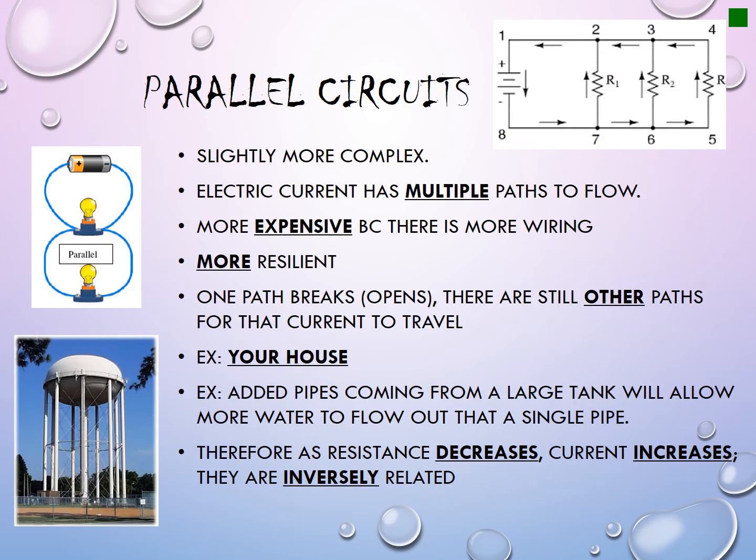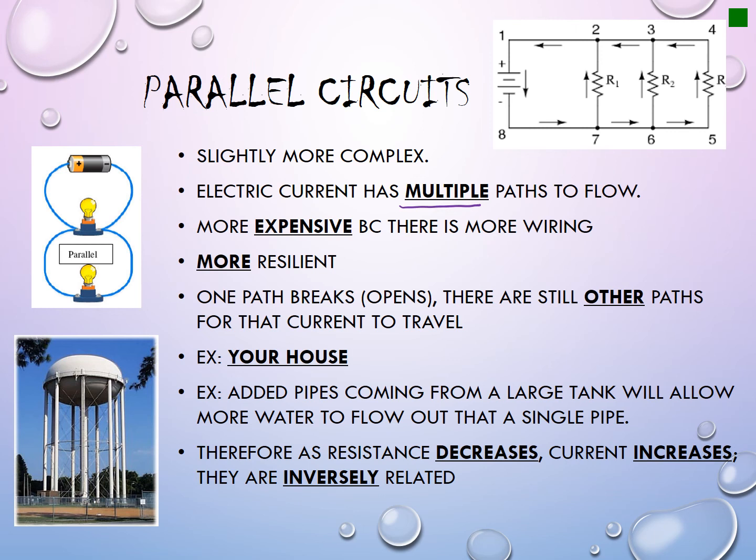Then we have parallel. Parallel circuits are a little bit more complex. Electricity has more paths to flow, so it can take either option A or option B. They are more expensive because they use more wiring. They are more resilient, meaning if one light bulb goes, not all of them go.